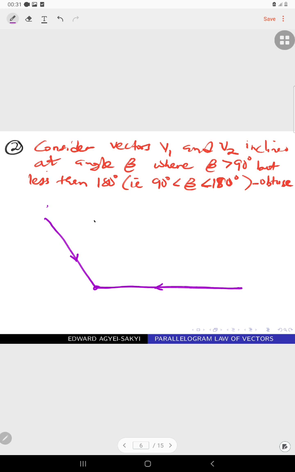Okay, so assuming we choose this one, V1, V2, inclined at an angle, we said beta, so let me use beta. Then according to the parallelogram law, we need a parallel line to V1. How do we get a parallel line to V1? There's a parallel line to V1 I'm drawing. We need a parallel line to V2. This is V2. So we need a parallel line to V2, and that is this.